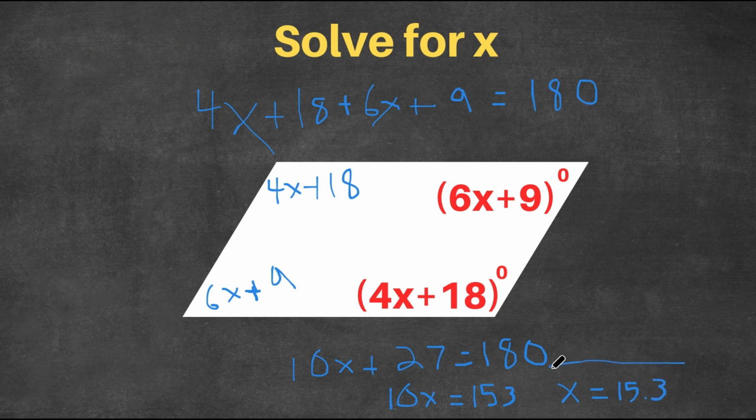So now that we know our value of x, we could simply plug this into our angles here. So if we plug in x here for 6x plus 9, I'm going to plug this into a calculator, we get 100.8. So if this angle is 100.8 degrees, that means that this angle is 100.8 degrees as well.